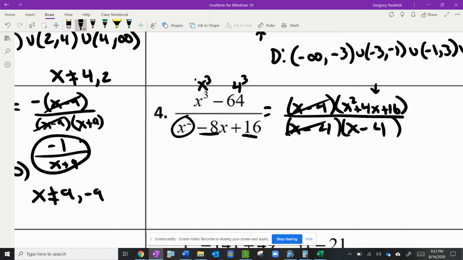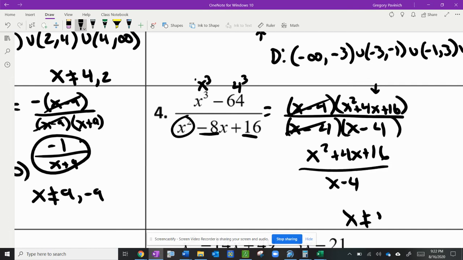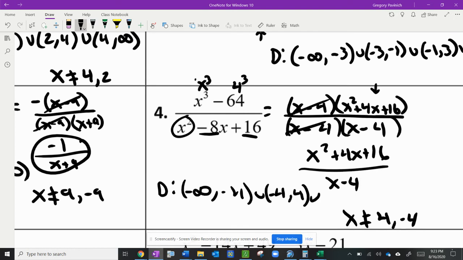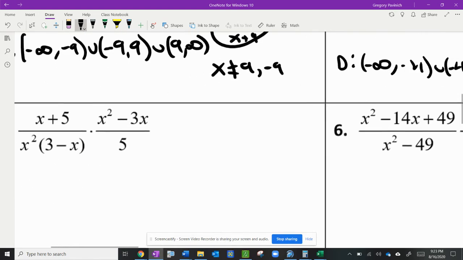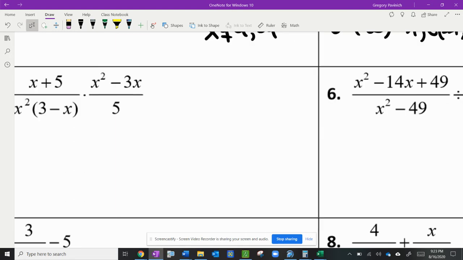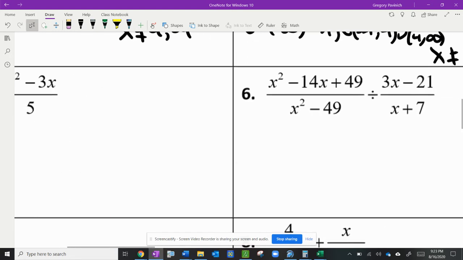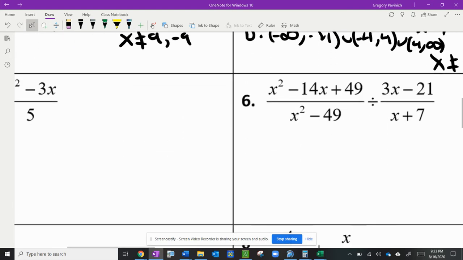And one of those -4s cancel out. What can x equal? 4 and -4. Okay. So that was a bunch of just simplifying.